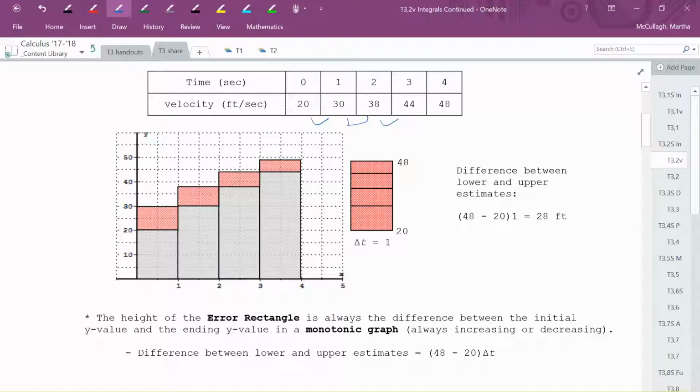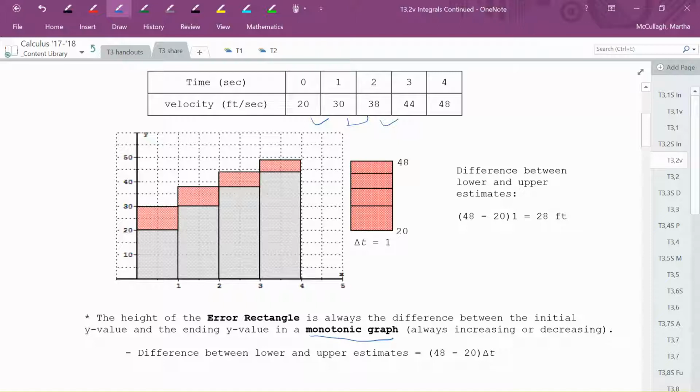And it's always the difference between the initial y value and the ending y value in a monotonic graph. Monotonic graph sounds like it's something confusing. It actually means it's just either always increasing or always decreasing. So it's not going up for a little while, down for a little while, up for a little while, down for a little while. A sine curve would not be monotonic. But this is continuing to go up, so it's monotonic. If it continued to go down, it would be monotonic, descending.